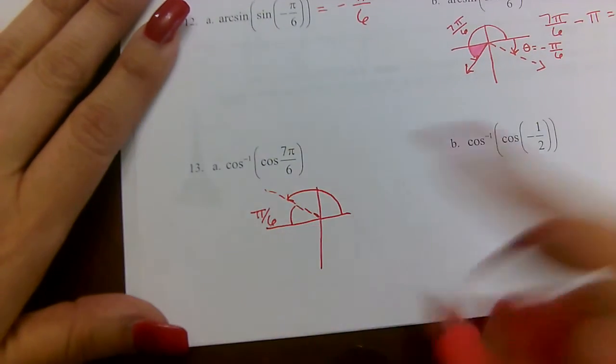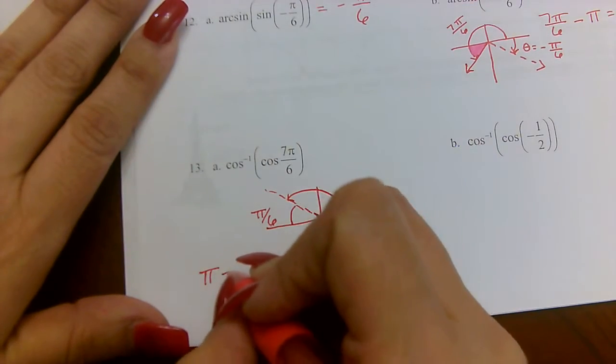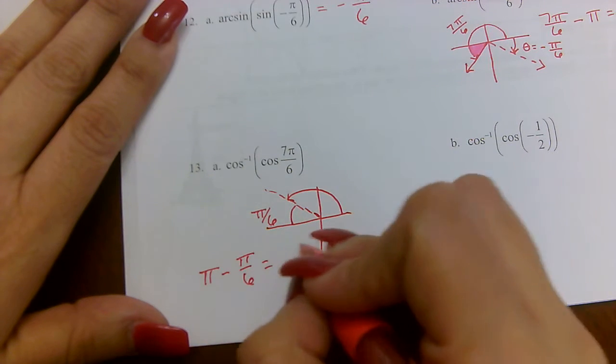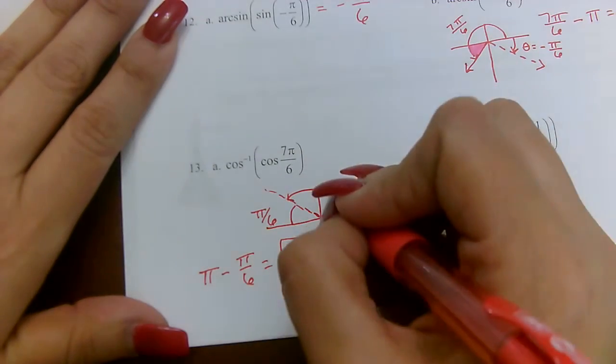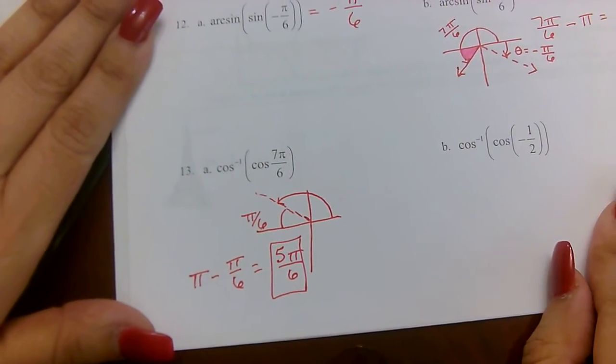How do I get that angle? Well, pi minus pi over 6 is going to be 5 pi over 6. That's going to be the answer for this theta. Okay.